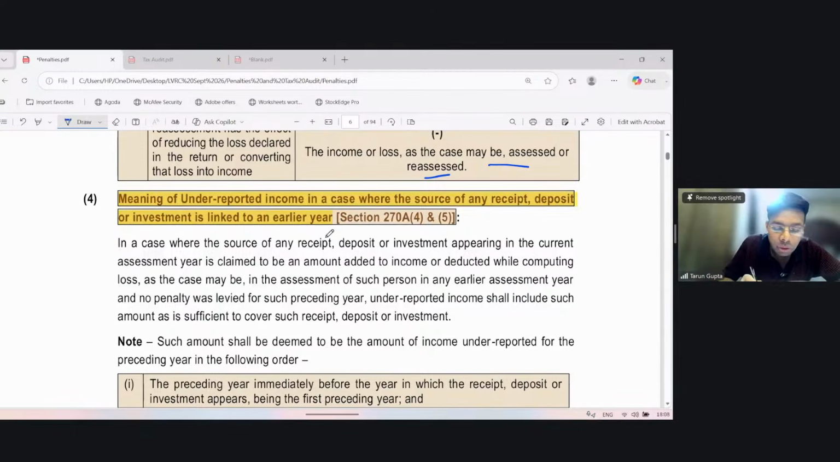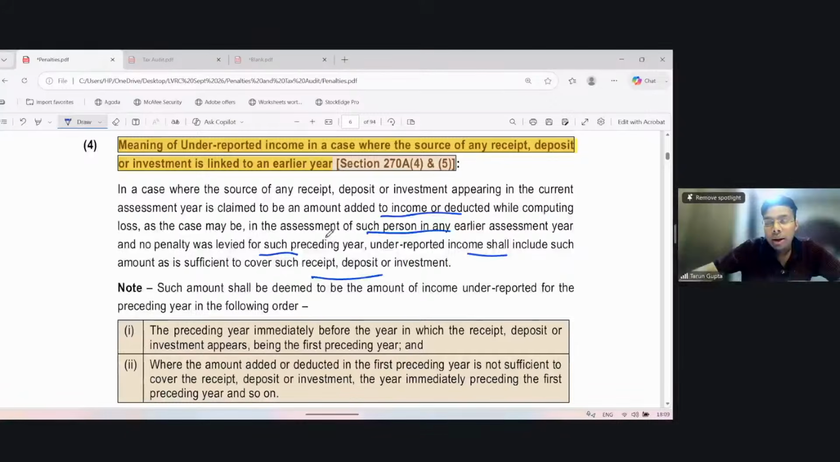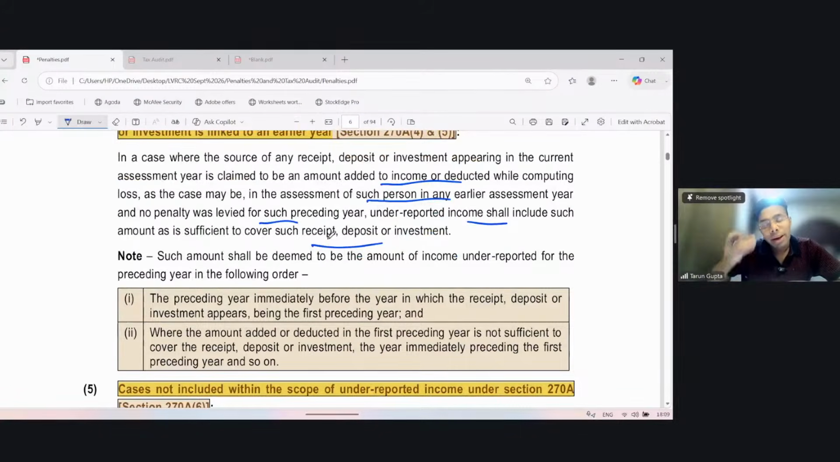that in a case where the source of receipt appearing in the current assessment year is claimed to be an amount added to the income in the assessment of such person in any earlier assessment year or years, and no penalty was levied in such preceding year, then underreported income shall include such amount as is sufficient to cover such receipt, deposit, or investment. So what it means? Such receipt shall be considered as underreported income of the first of the preceding years in which any such addition was made.